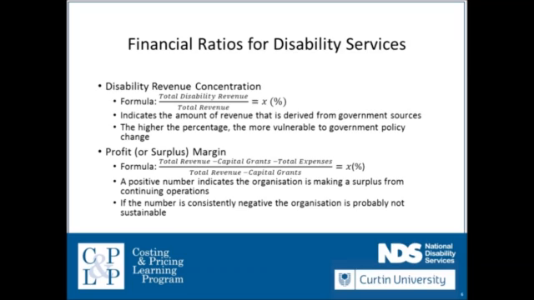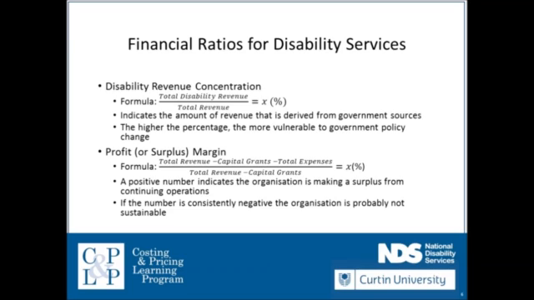The idea of identifying the disability revenue concentration ratio is to help you to understand the extent to which you are vulnerable to government policy change in this particular area. And obviously, given, for instance, that we are entering into the NDIS regime and person-centred care, individualised funding, this would be a fairly important ratio, I think, for most disability service organisations. The objective, of course, being to try to get as balanced a portfolio of income streams as possible to ensure that you're not overly vulnerable to one particular income stream.